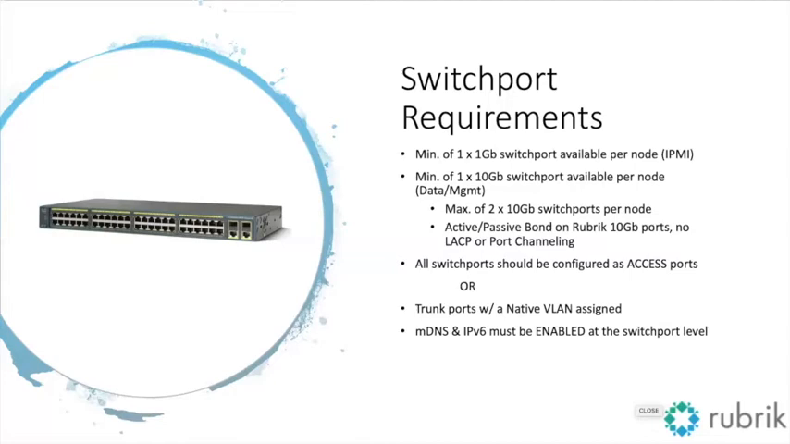Multicast DNS and IPv6 must be enabled at the switch port level. These features are used for the initial discovery of the nodes. Once the nodes are discovered and clustered together, everything is converted back to IPv4 for production.